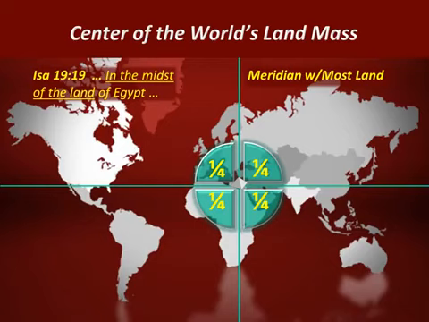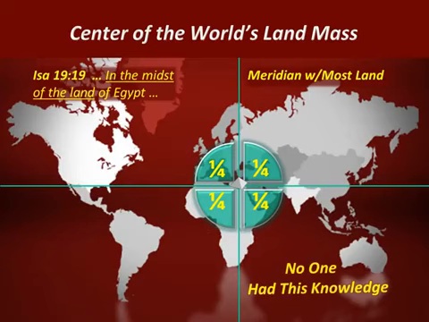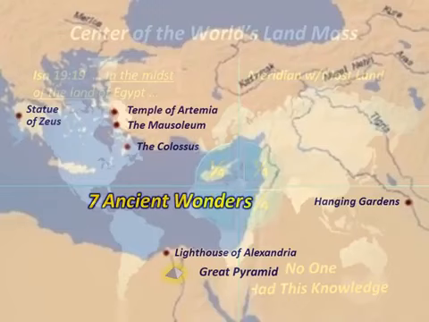Nobody had this perspective of this map that we're looking at today, and yet look, it equally divides the earth into 4 quadrants. So no human being had that knowledge at that time. In fact, from a cartography standpoint, it was probably the 20th century before we really came to understand this.